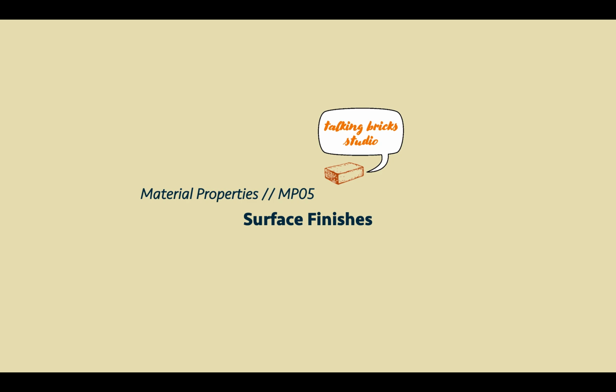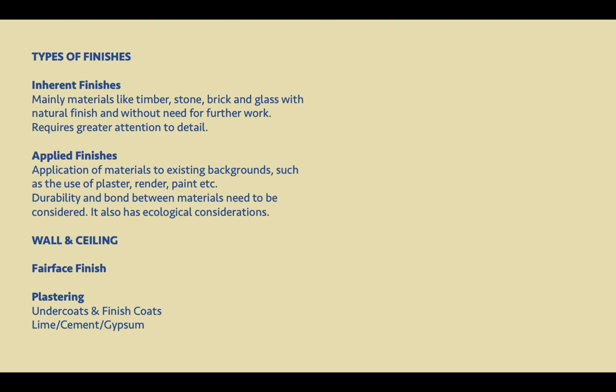We don't need to know all these things in a lot of detail, but it is important to understand the purpose and the types or range of finishes that are applied in residential construction. The reading begins with identifying the difference between an inherent finish and an applied finish. This is probably the most important thing to understand.